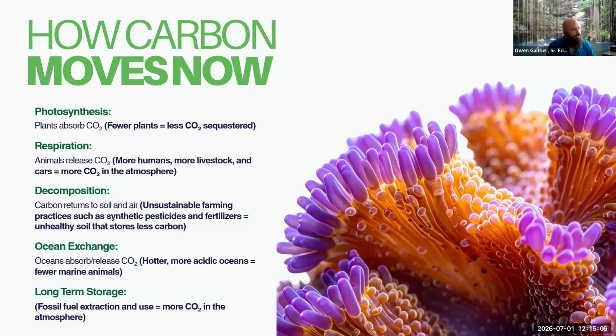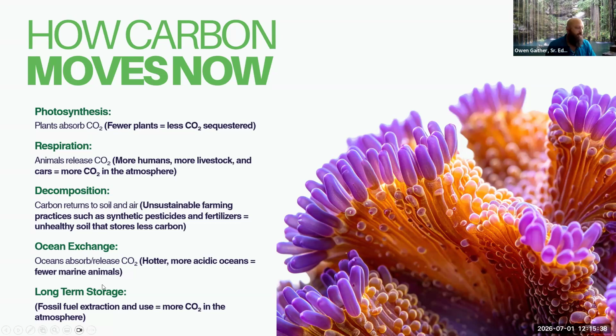For things like decomposition, right? Carbon returns to the soil and air, but unsustainable farming practices such as synthetic pesticides and fertilizers create unhealthy soil, and that stores less carbon. So there's less carbon actually sequestered into the soil itself, right? It's not sitting there. It's not being stored there. We release it into the atmosphere. For ocean exchanges, oceans absorb and release CO2. The hotter the oceans, the more acidic they become, and there are fewer marine animals to process that CO2 and bring out oxygen.